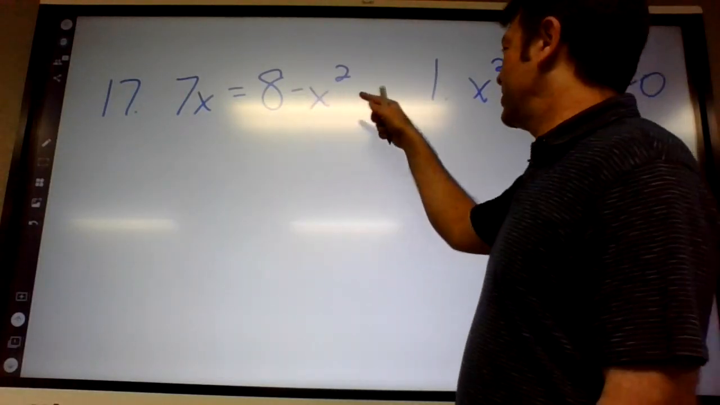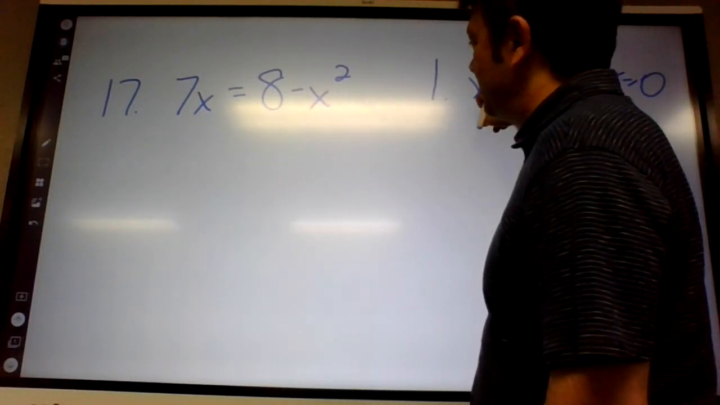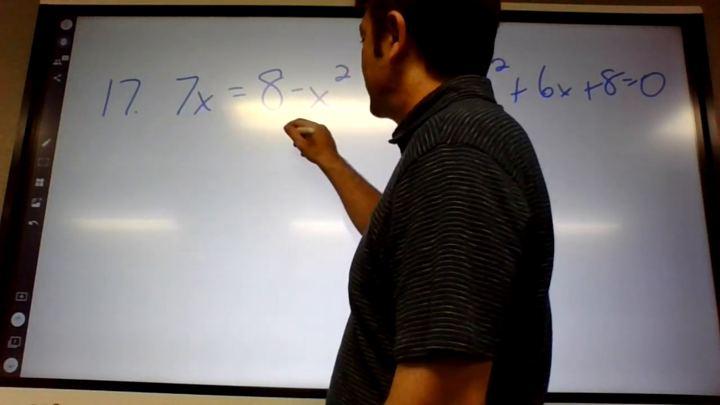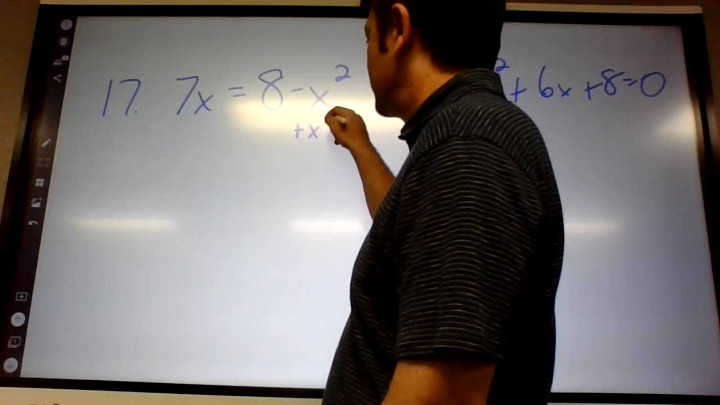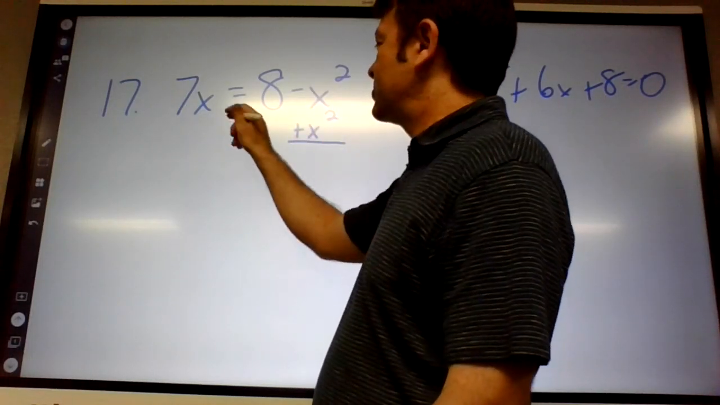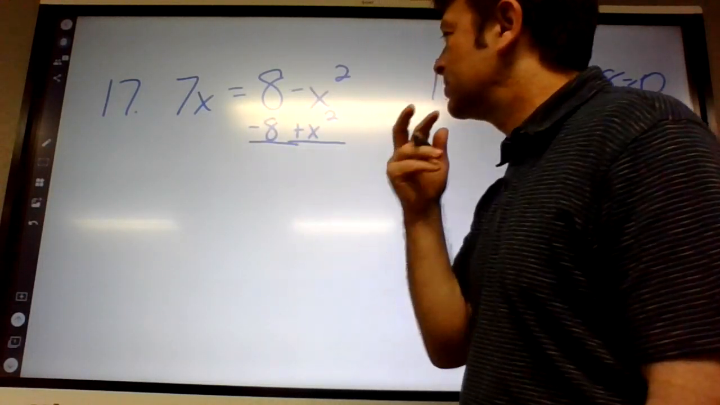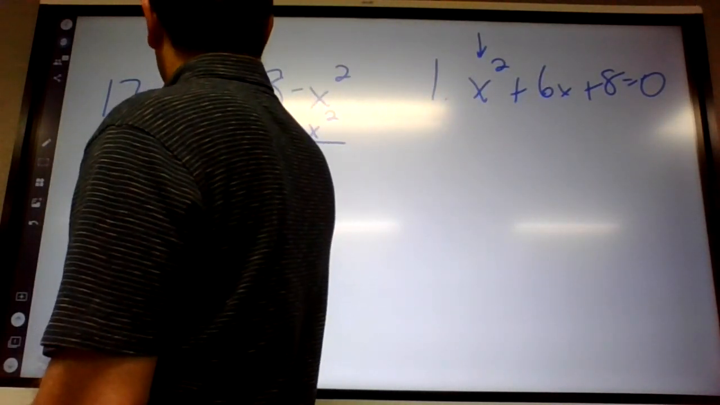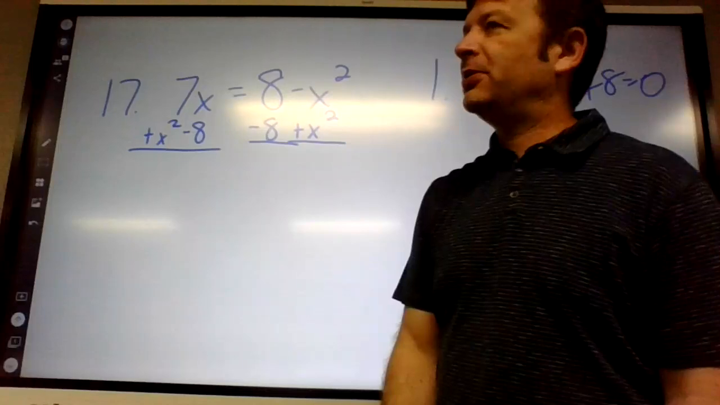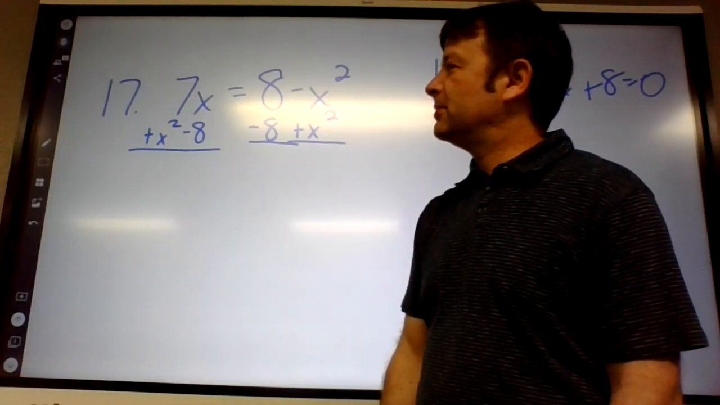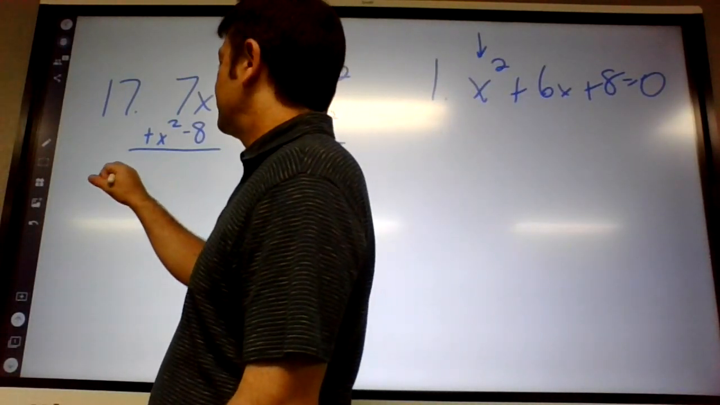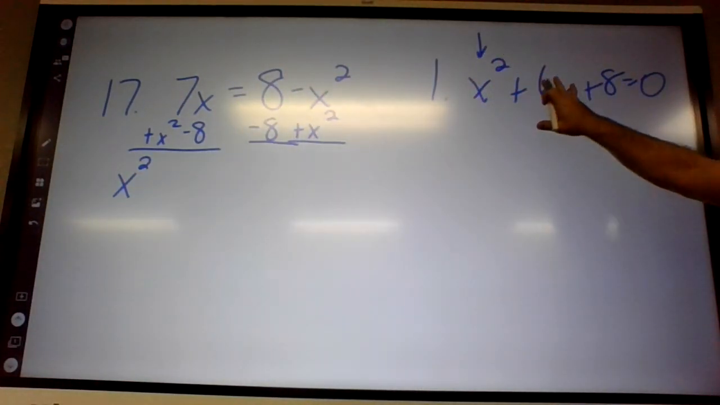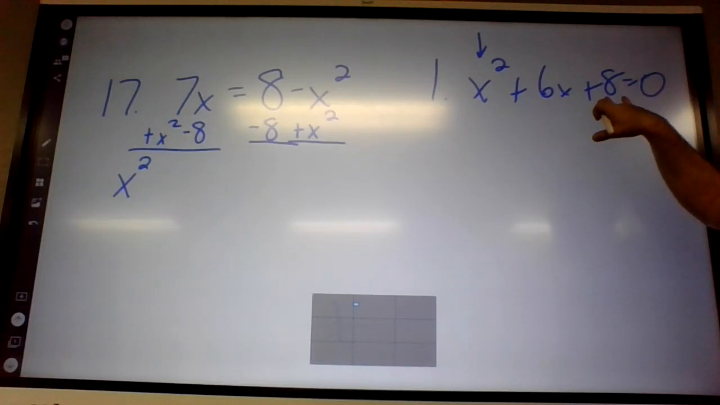You could, but really factoring is easier when the x squared term is positive. So you probably want to move everything to the left side in this case, but you could subtract 7x. So I would probably add x squared and subtract 8 to get rid of it on this side and then have it on this side. Does the order matter? No. Not really, but we kind of want to write it in standard form so we don't get confused when we go to factor.